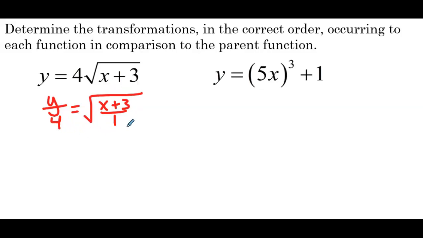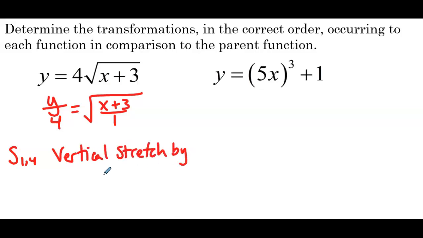Okay, so first thing we want to look for is our scale factor. So our scale factor is 1, 4. Right, 1 here, 4 there. We're dividing x by 1, y by 4, which means we're really multiplying x by 1 and y by 4. So what does this mean if we wrote it out? We have a vertical stretch by a factor of 3.